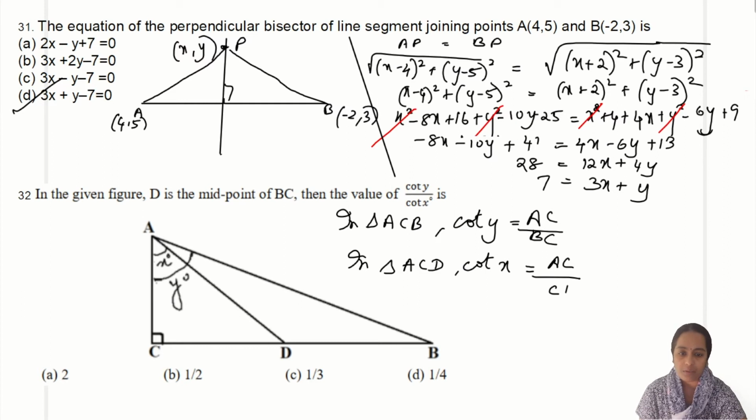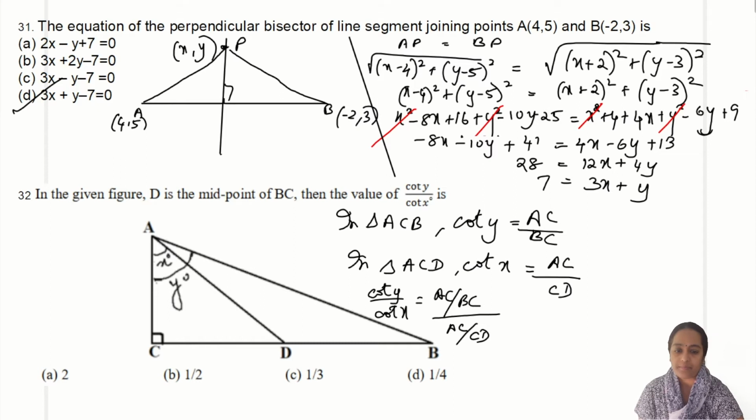Now the question asked is cot y divided by cot x. So what is cot y divided by cot x? AC by BC divided by AC by CD. So AC is getting cancelled, and I will be having CD divided by BC. The question says D is the midpoint of BC, which means CD is half of BC.